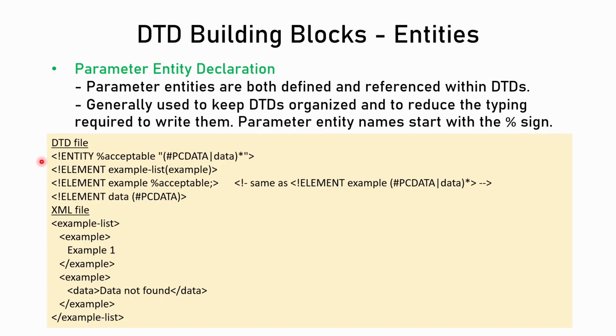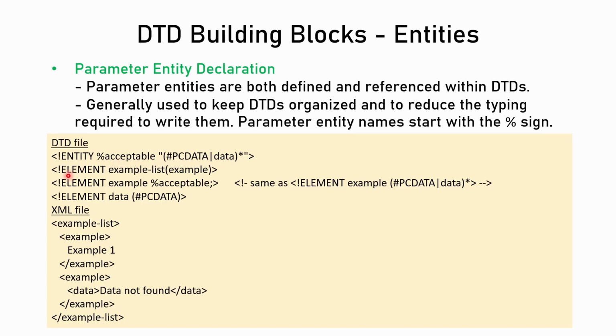Okay, so getting back to our DTD file, we have named our parameter entity as acceptable, and we know that it is a parameter entity because we have used the percentage sign here. We have defined that this parameter entity refers to this list of categories. So this specific entity refers to PCDATA or another nested element called data. Now let's see how this can be used inside our DTD file.